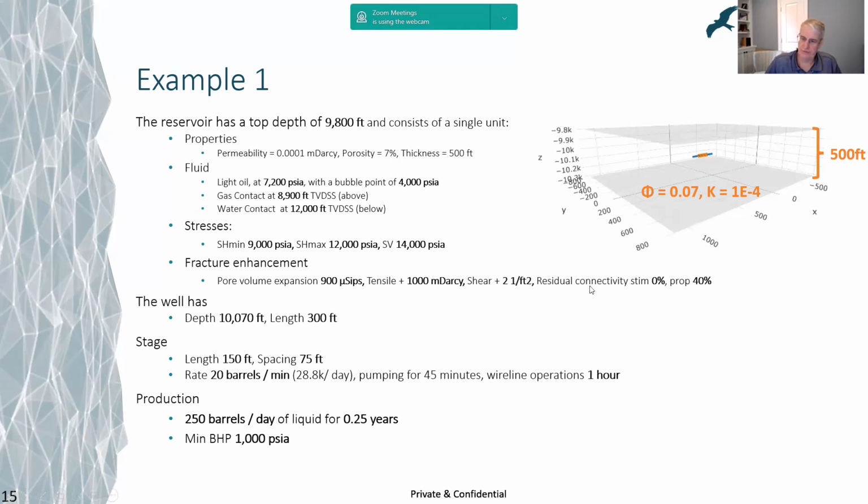The simulator is going to determine internally which parts of the SRV is stimulated and which parts are stimulated and propped. And we'll look at how that's determined in a later example. For now, we'll just trust it. So our well is going to be at 10,070 feet, and it's 300 feet long, and the fracture on it is going to be 150 feet long. We're going to pump it at 20 barrels a minute for 45 minutes, and we're going to produce back at 250 barrels of liquid a day. And we're going to do that for 3 months.